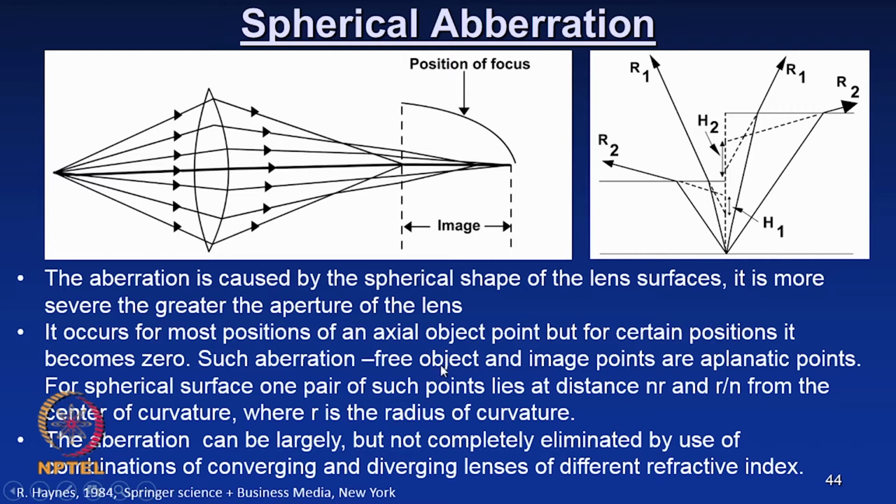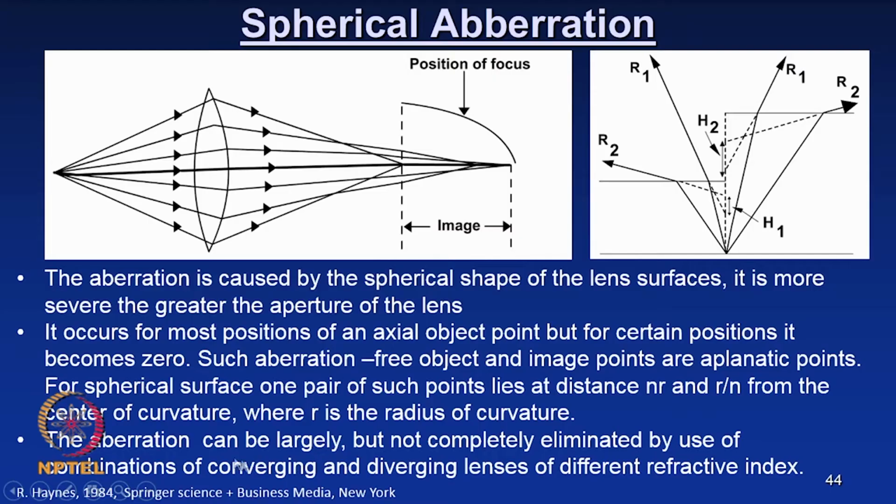Such aberration free object and image points are aplanatic points. For the spherical surface, one pair of such points lies at a distance nr and r/n from the center of the curvature, where r is the radius of curvature. As I mentioned yesterday, this parameter, aplanatic points, is used to fabricate high power objective lenses.